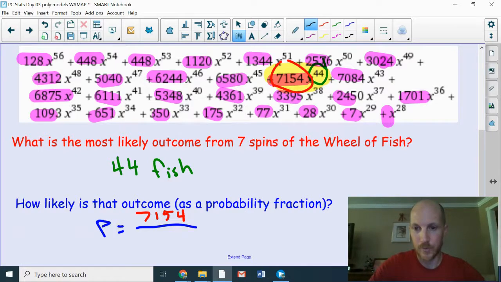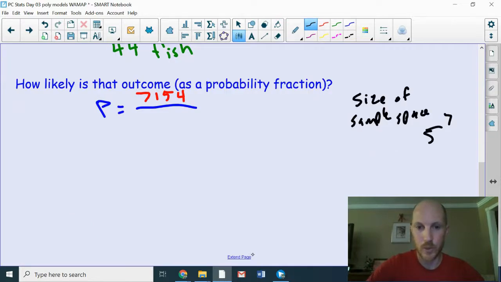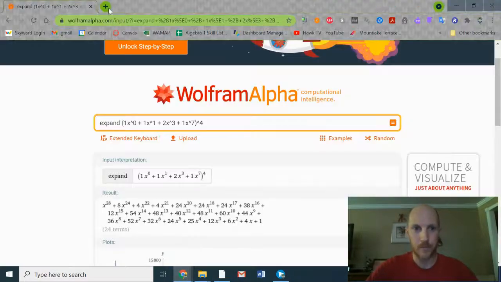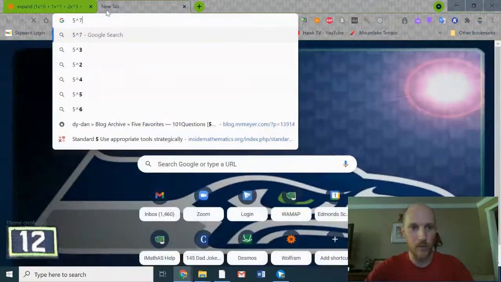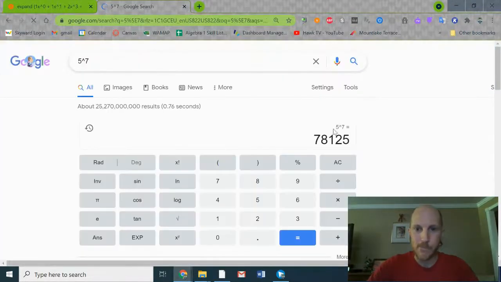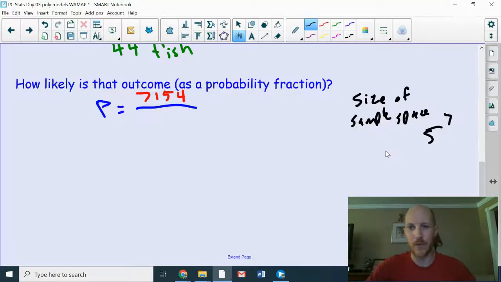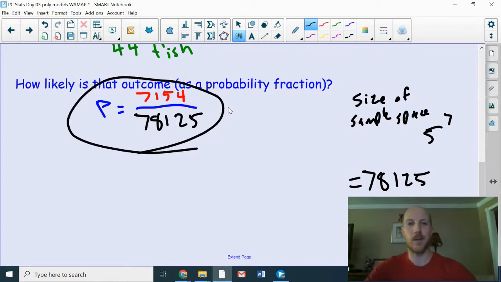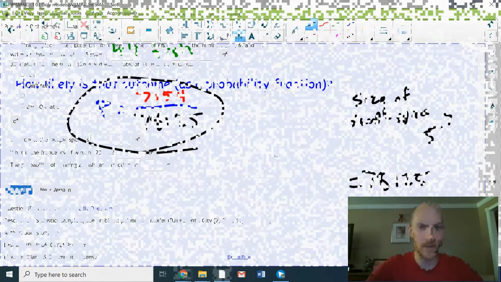Size of sample space, 5 to the power of 7, which I imagine is a large number. Let's see. 5 to the power of 7 is 78,125. All right, well, there's the bottom number of my probability fraction. That's a pretty ridiculous probability fraction, but that is the probability.